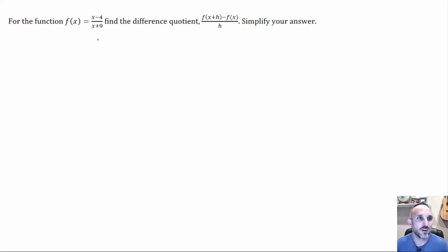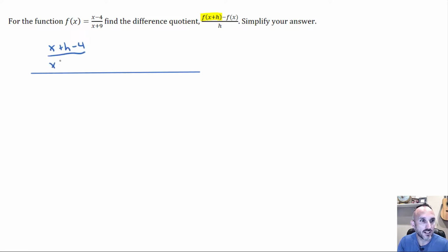Okay, so here we want to find the difference quotient again for a different rational function, x minus 4 over x plus 9. Same setup. We have to do f of x plus h in the top left. So that means I go to my f function and I replace my x's with x plus h's. So that's going to be x plus h minus 4 over x plus h plus 9. That's f of x plus h. That's what I get when I input x plus h.